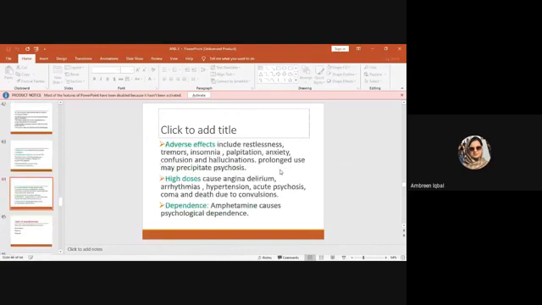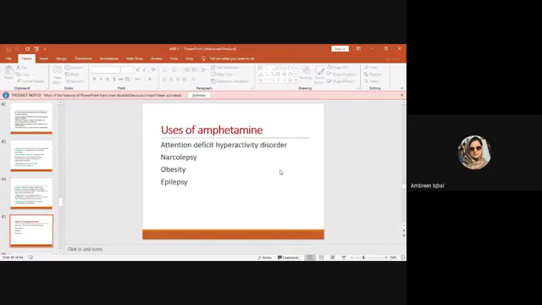It has many adverse effects as a CNS stimulant. It causes restlessness, tremor, no sleep, insomnia, palpitations, anxiety, confusion, hallucination, and prolonged use may even cause psychosis. High doses may lead towards angina, delirium, arrhythmias, hypertension, acute psychosis, coma, and death due to convulsions. Amphetamine is a drug of dependence, a psychological sort of dependence.